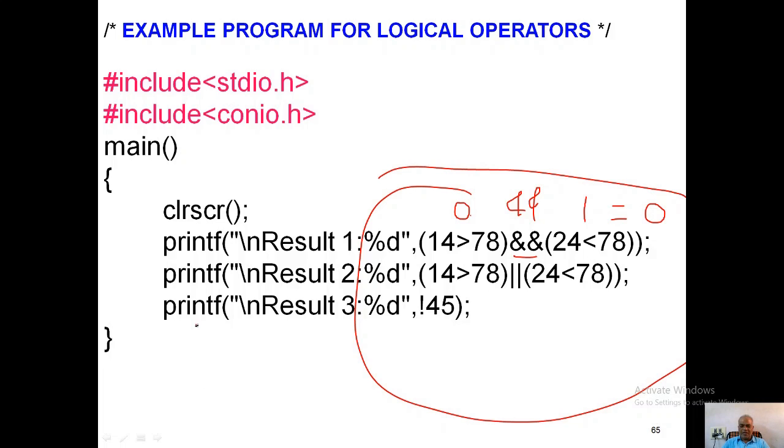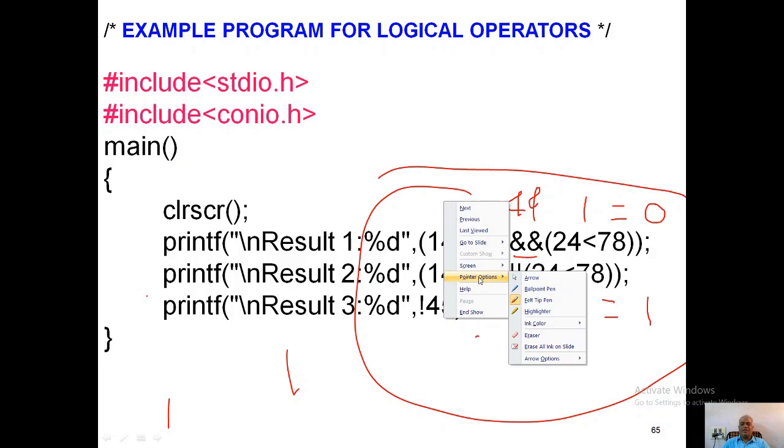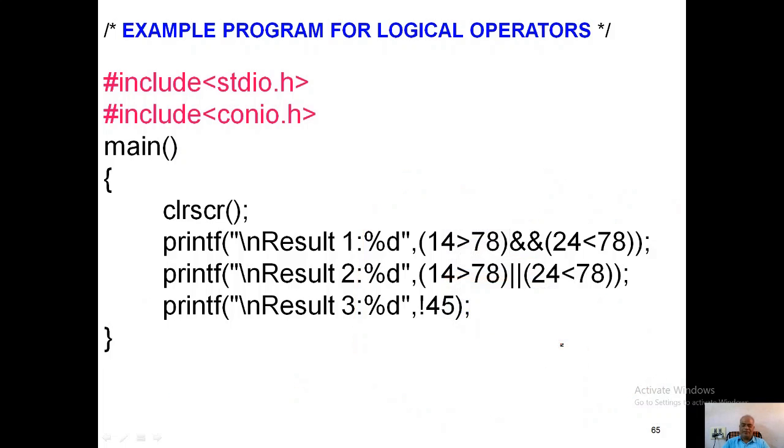Coming to the next one, 14 greater than 78 is nothing but 0, and this one is nothing but 1. So it is logical OR. If any input is true, then automatically the output is also true. Then the negation of 45: it is not 45, which means automatically it is going to be 0. So that is specified in this form.